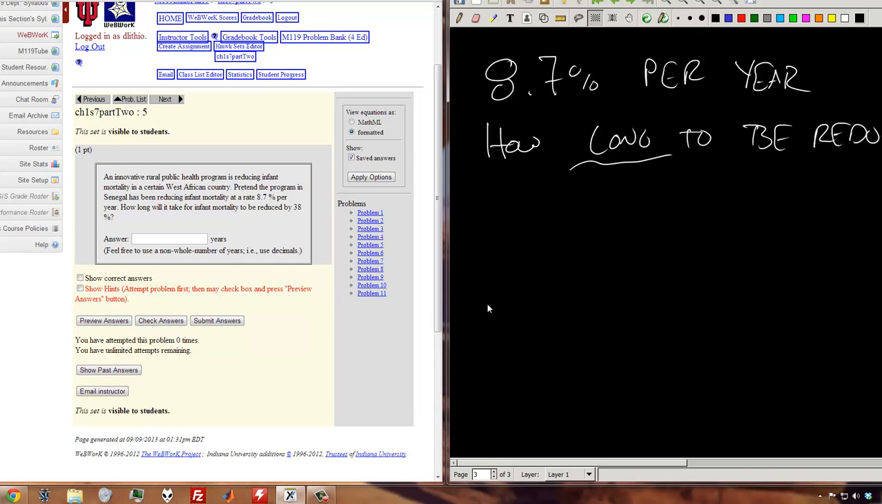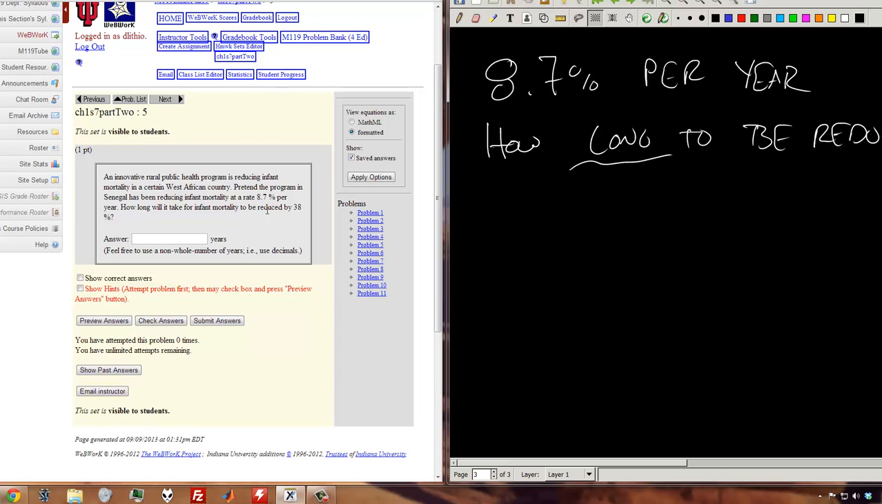Hey guys, I've been getting a lot of questions about this problem from part two, and I just wanted to take a second to go over it. If you read through the problem, you'll notice no mention of half-life or doubling time or anything like that. We don't need to use that here. Let's figure out what we do need to use.